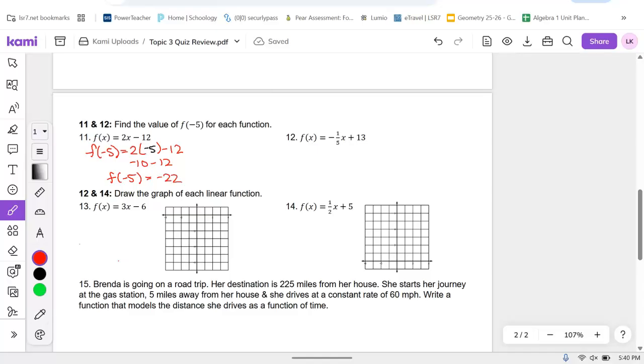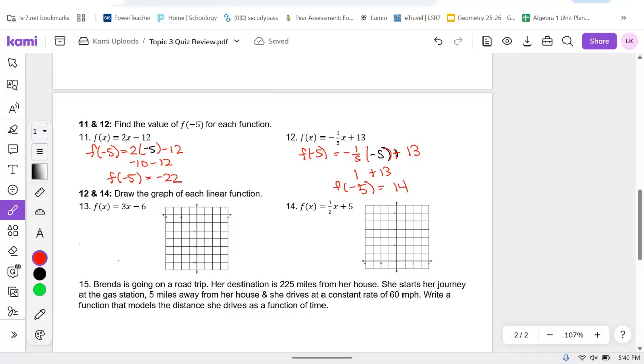Same thing for number 12. I have f of x equals -1/5 x plus 13. So I'm going to plug -5 in anywhere there's an x. So f of -5 equals -1/5 times -5 plus 13. -1/5 times -5 is just 1. 1 plus 13. So f of -5 equals 14.